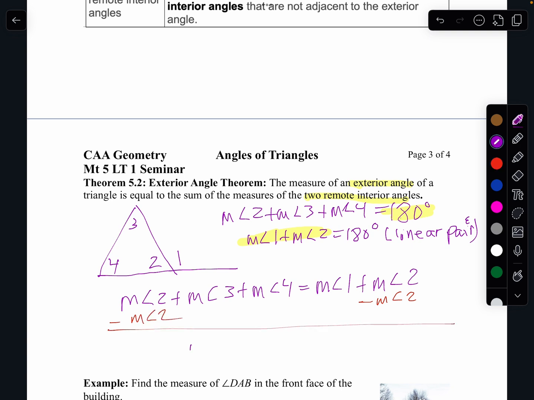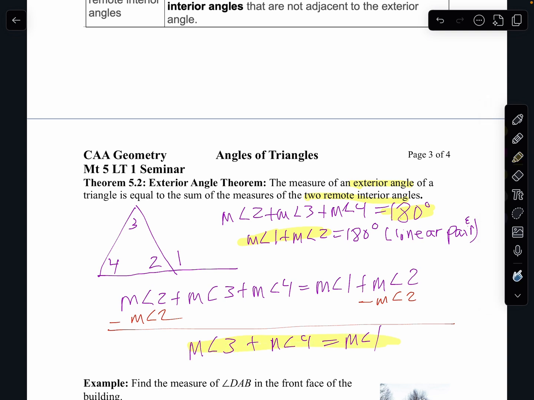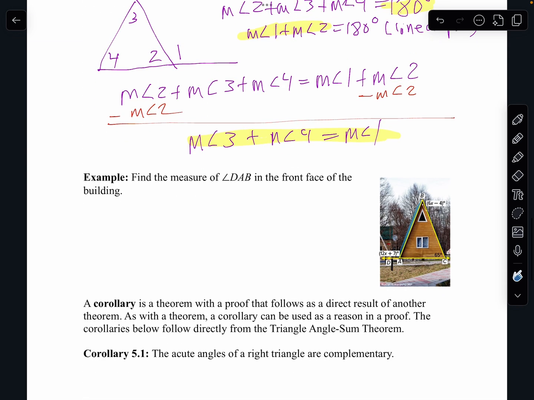And you're left with the measure of angle 3 plus the measure of angle 4 equals the measure of angle 1. And that's your exterior angle theorem. If I add the 2 angles inside that aren't next to the exterior angle, I get the exterior angle. So we can apply that on this next example.